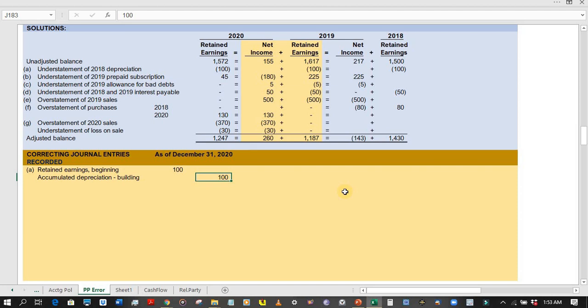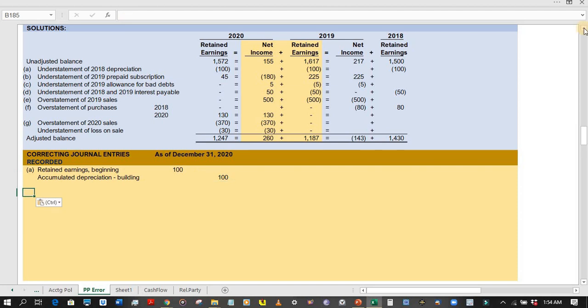Again, since this is an understatement of 2018 depreciation, it means that the entity failed to record a debit to depreciation expense and credit accumulated depreciation. So which means that the accumulated depreciation account is as well understated. So in order to correct the understatement of the accumulated depreciation, we need to credit accumulated depreciation for 100 pesos.